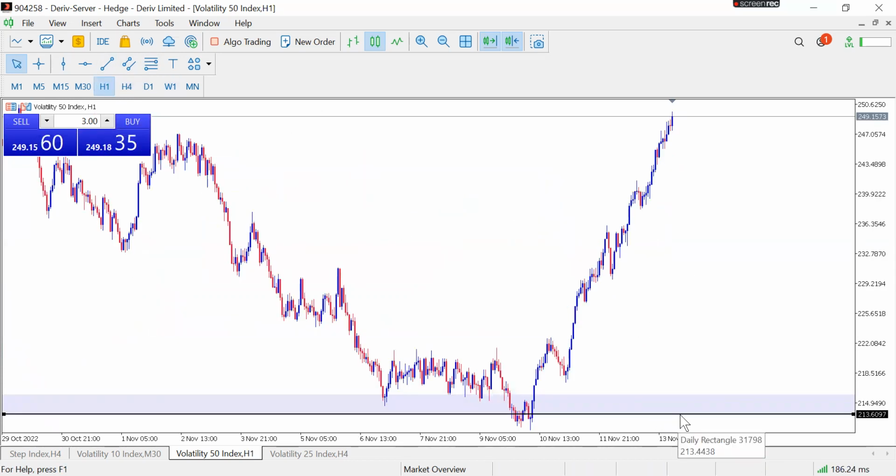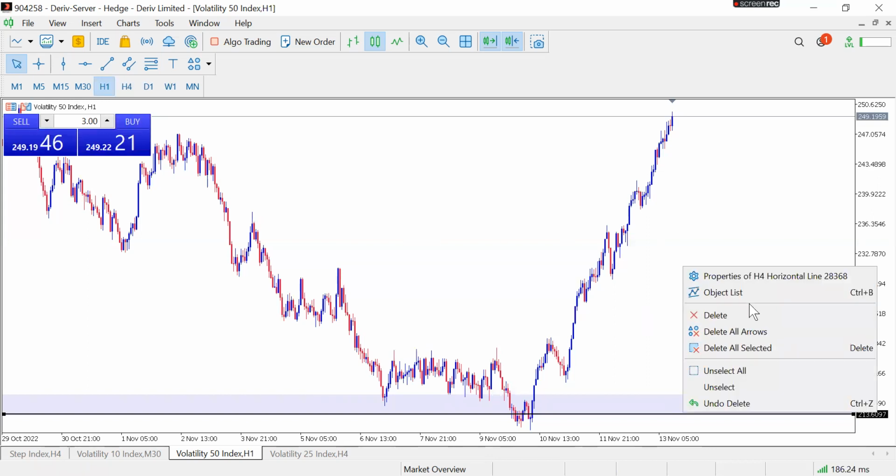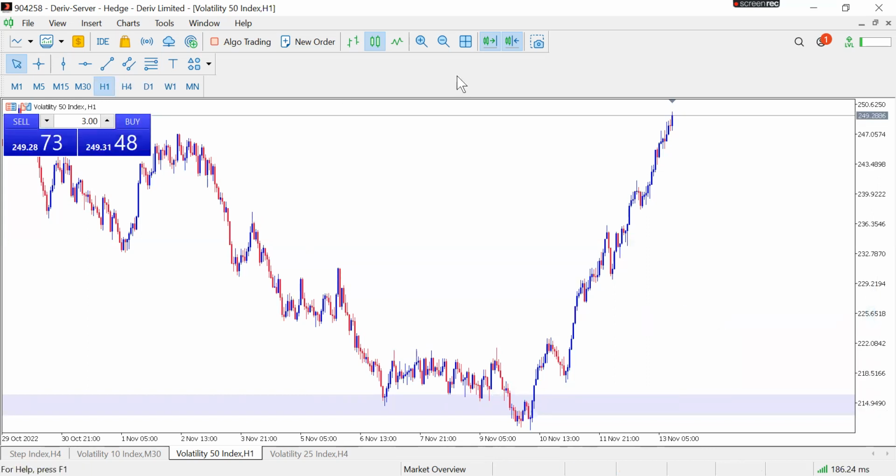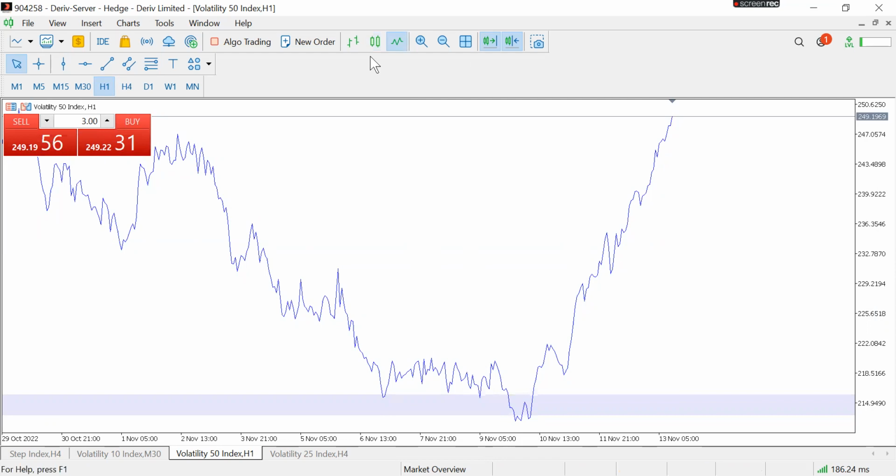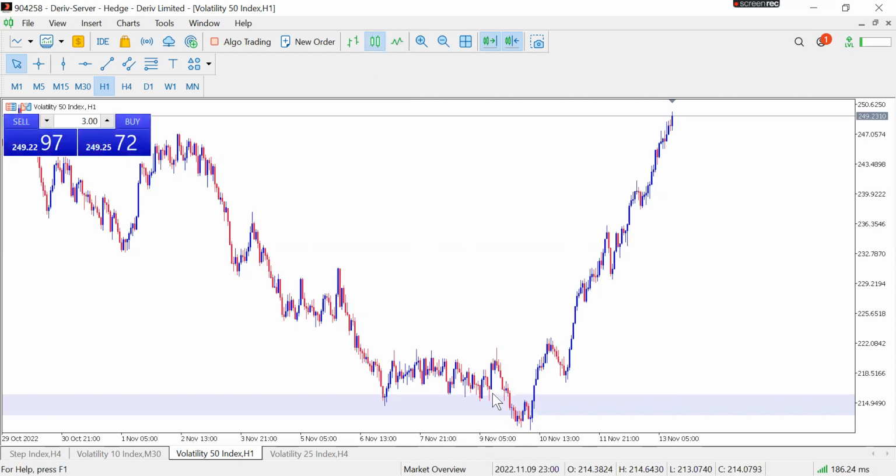All right, let me remove this horizontal line. And what can we see on H1? It's a double top. Sorry, it's a double bottom. We can see that there's a double bottom here. So the market couldn't break below this zone here.